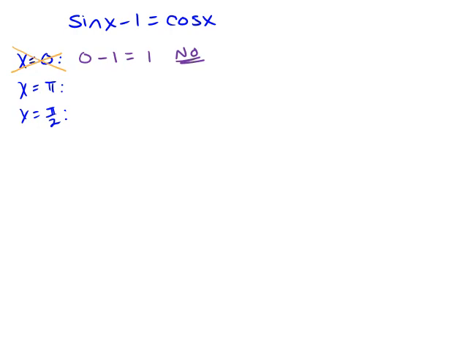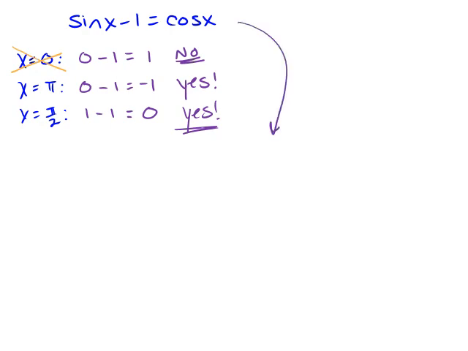When I plug in pi, I get 0 minus 1 is equal to negative 1. Yes. When I plug in pi over 2, sine of pi over 2 is 1 minus 1 is equal to cosine of pi over 2 is 0. 0 does equal 0. Yes. So I have found that this equation has 2 solutions, pi over 2 and pi.